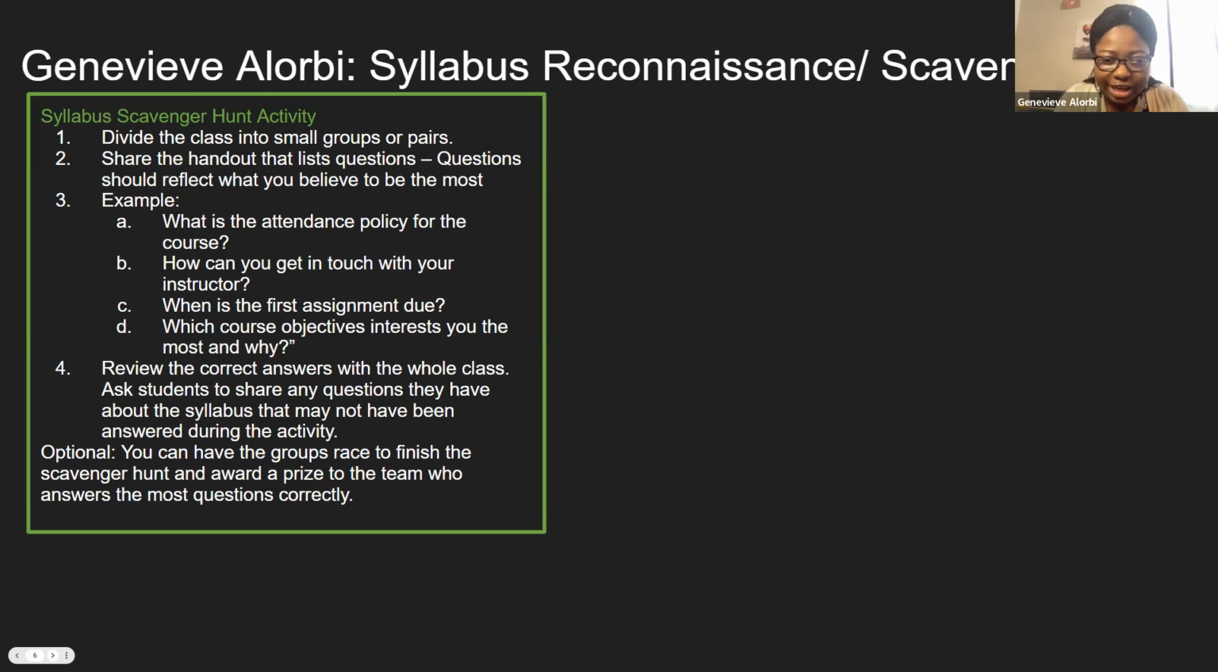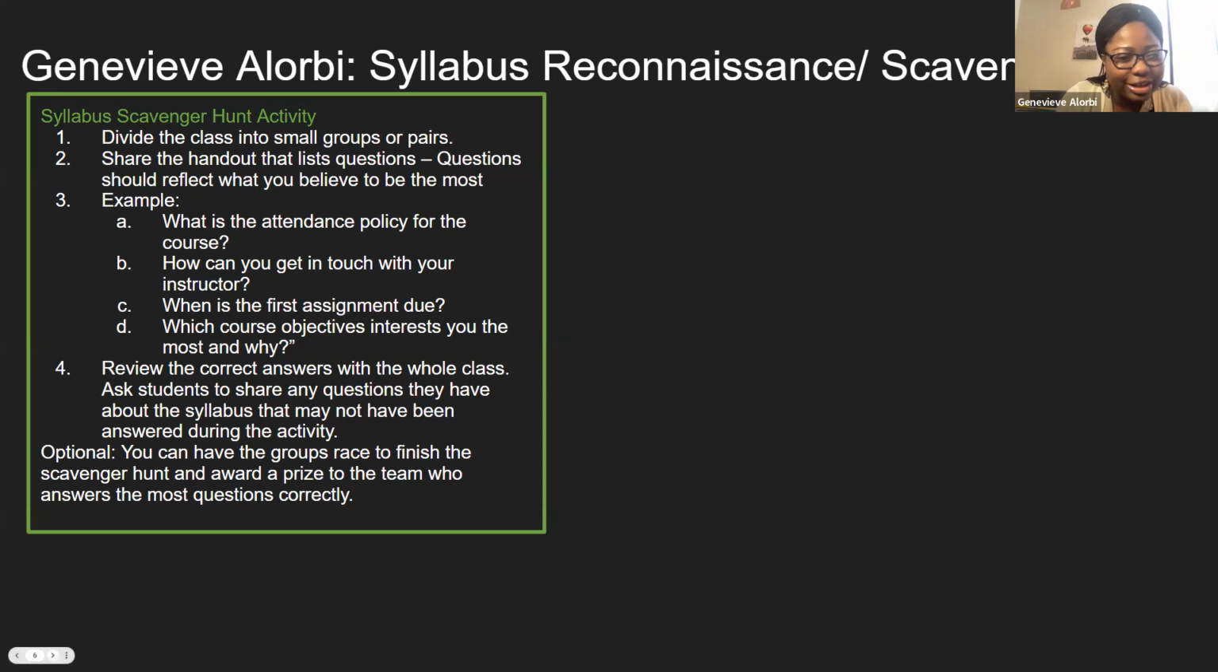You share the handouts with the questions, and after that, you let them work in groups to compare answers. Then you review the correct answers with the whole class. Ask students to share questions that they have about the syllabus, and this is where the reciprocal interview comes in. Then you try to meet their expectations, and also let them know how you can be available and what your responsibilities towards them are going to be.